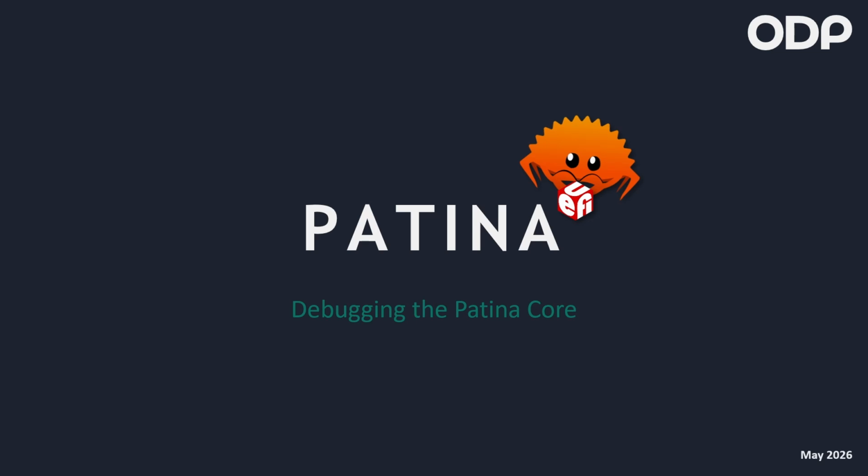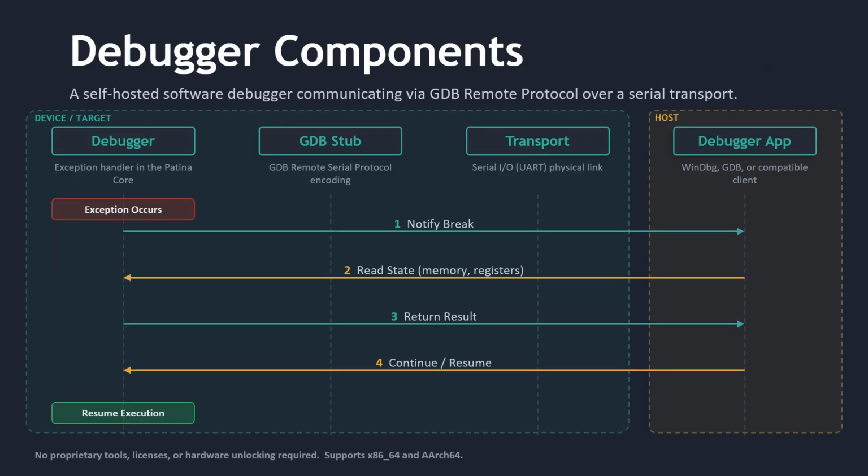Hello. In this installment of the Patina video series, we're going to be talking about using the debugger in the Patina core. Before we dive in, we're going to discuss a little bit of how this is implemented in Patina. The Patina debugger is implemented in software. This is sometimes referred to as a kernel or a self-hosted debugger, where all of the logic for understanding and communicating with the debugger application lives within the exception handlers.